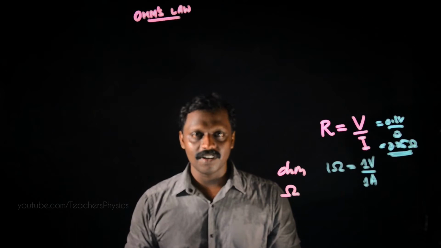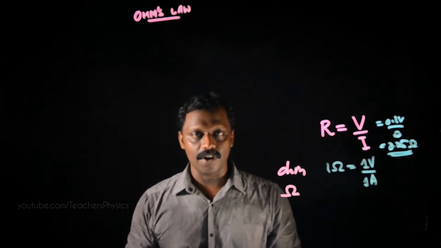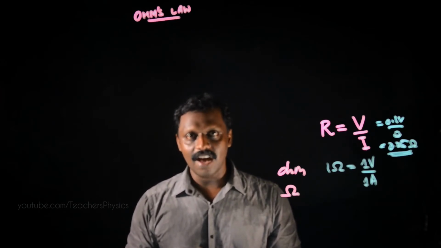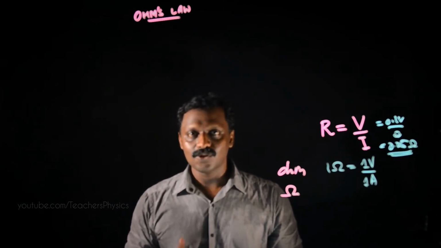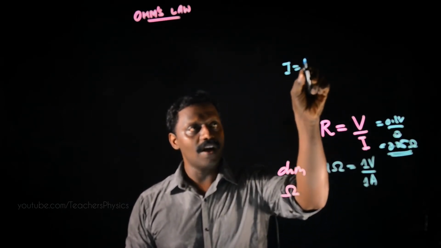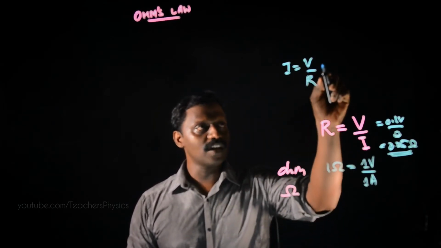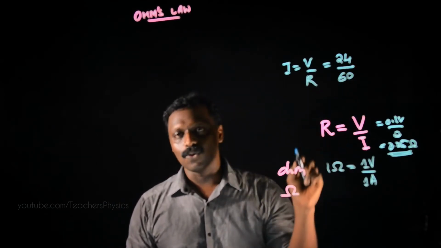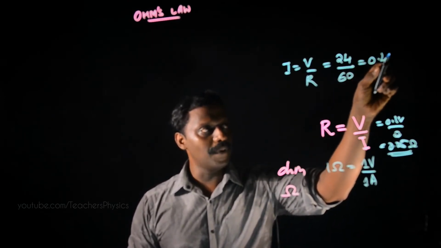An electrical circuit consists of a resistance of 60 ohm connected to a battery of potential difference 24 volt. We have to calculate the current flowing through it, assuming that the connection wires have negligible resistance. In order to find current, we can make use of the equation from Ohm's law, I is equal to V by R. Here the potential difference is given as 24 volt and the resistance is given as 60 ohm. So the answer is 24 divided by 60, which is 0.4 ampere.